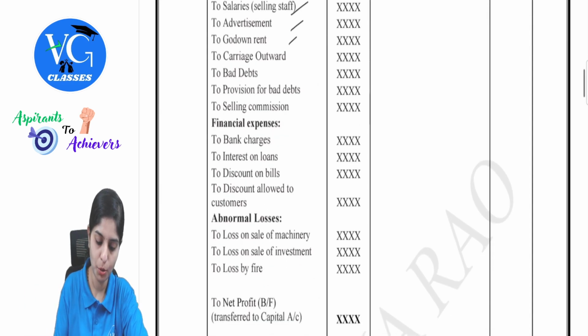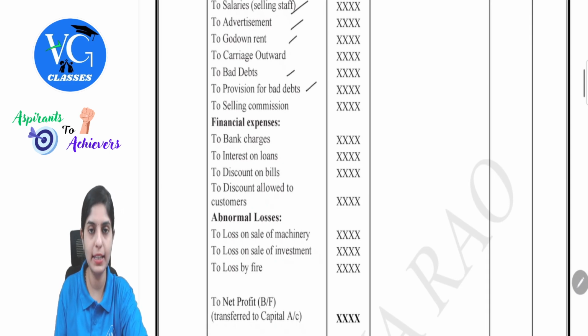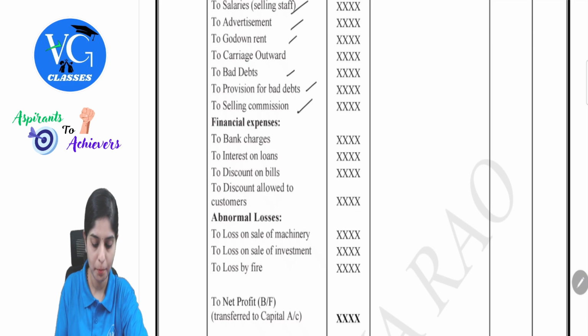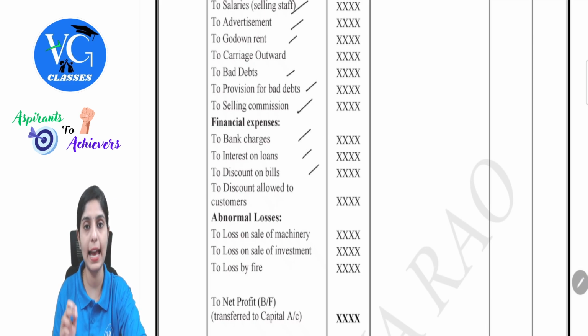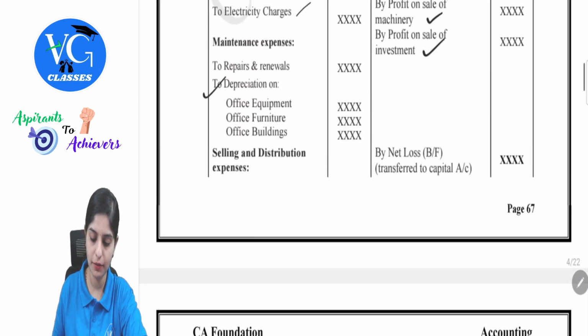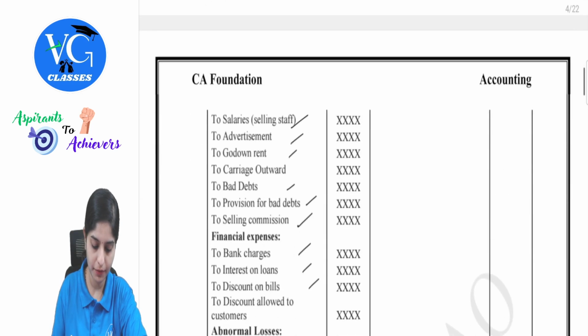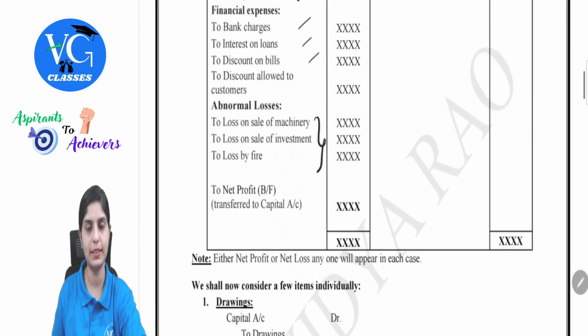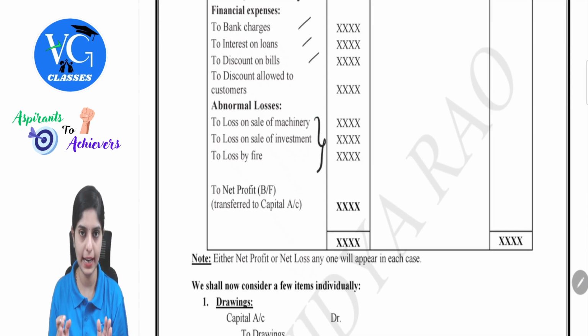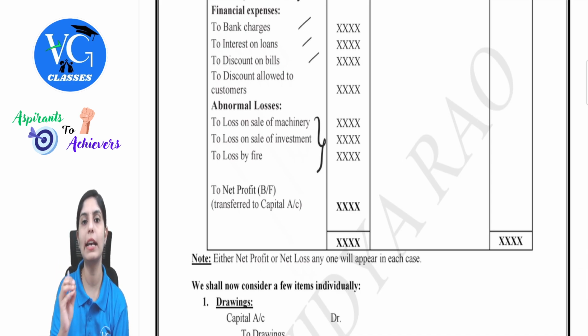Yes. Then to bad debts, to provision for bad debts, and then selling commission, bank charges, interest on loan, discount allowed to customers. And if you observe here, if there was any profit on sale of assets, we recorded it on the credit side. If there is any loss, on the debit side. After considering all of these items, the resultant figure in P&L account will be either net profit or net loss.